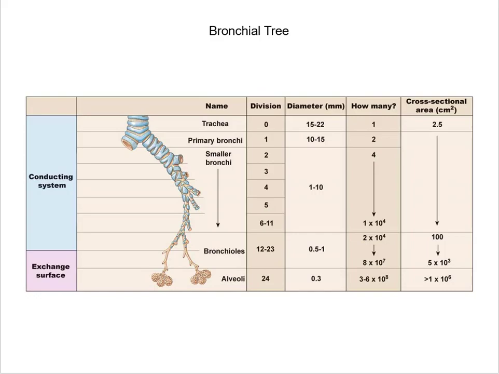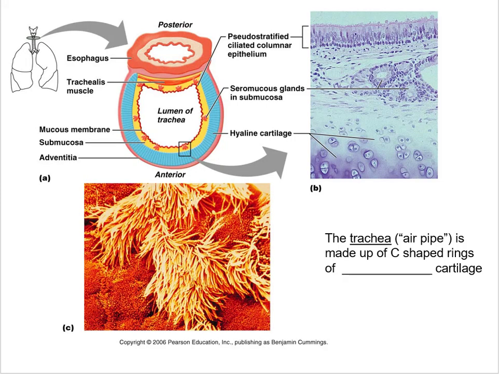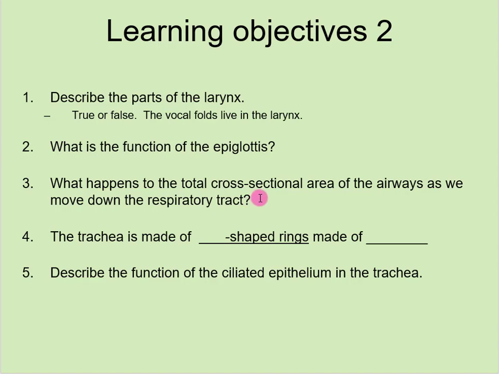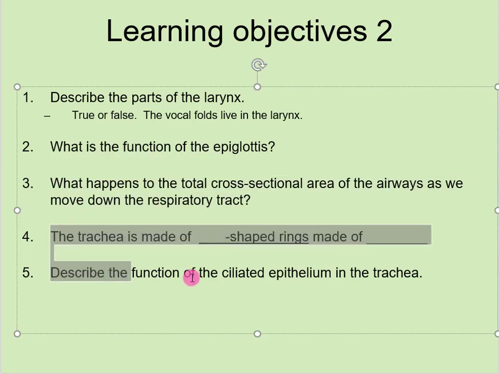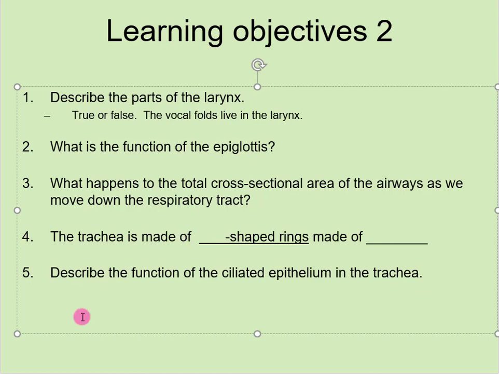All right, so let's look at the trachea a little bit. Just to kind of get our bearings, we looked at the total cross-sectional area, and let's just knock out these last two learning objectives. The trachea itself is actually made up of C-shaped rings. The letter here, it's a C shape. It's not a big circle. It's actually a C-shaped ring, and it's made up of hyaline cartilage.